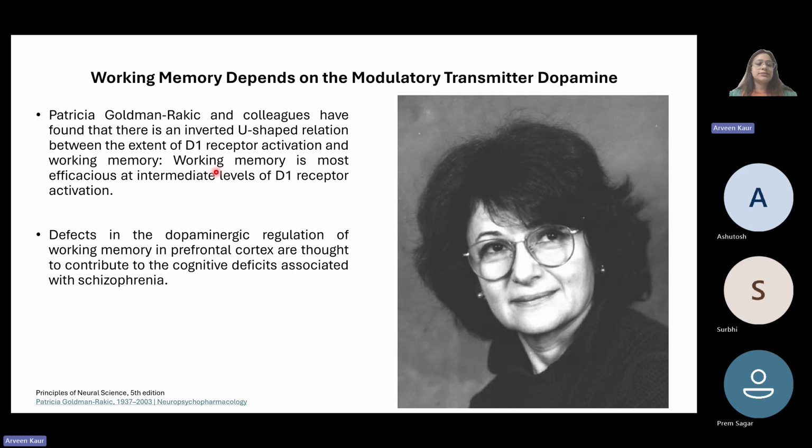Working memory is most efficacious at intermediate levels of D1 receptor activation, right? If it is less or more, in both cases it can be pathological. Defects in dopaminergic regulation of working memory in prefrontal cortex are thought to contribute to the cognitive deficits which are associated with schizophrenia.